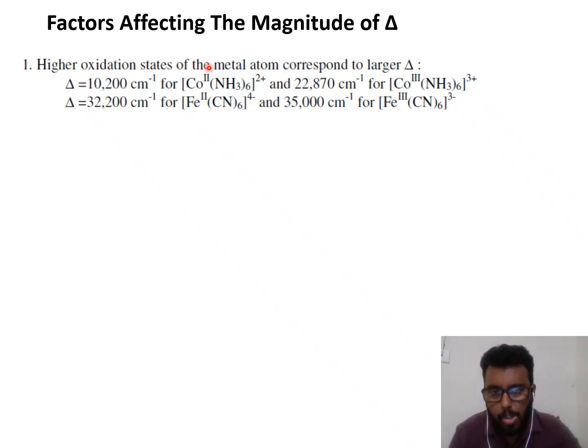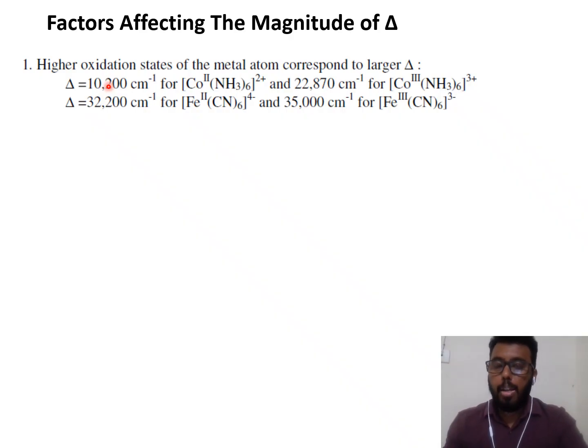But look at this oxidation number. What is the oxidation number of cobalt? Plus 2, and here plus 3. So according to this, the important factor is the oxidation state. Which complex has the higher oxidation state? The one on the right. Look at the number, the delta value is 22,870 centimeter inverse. Obviously, this is half of that. Look at that, even one oxidation state difference can change the delta value by half. Just remember that.